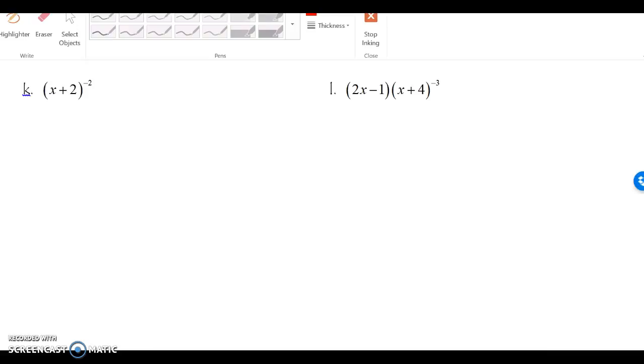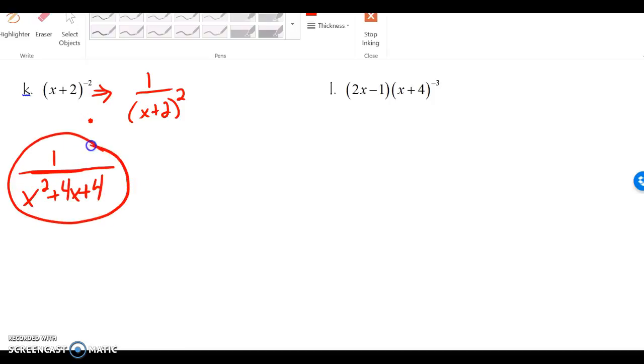Okay, so K and L with a negative exponent, so we need to go back to our properties of negative exponents, and remember this is just the same thing, but this can be rewritten without a negative exponent as 1 over the quantity x plus 2 squared. And then we could just expand this, which would end up with 1 over x squared plus 4x plus 4. So that's just an equivalent form of that and that. So that's just 3 different ways to write that one expression.